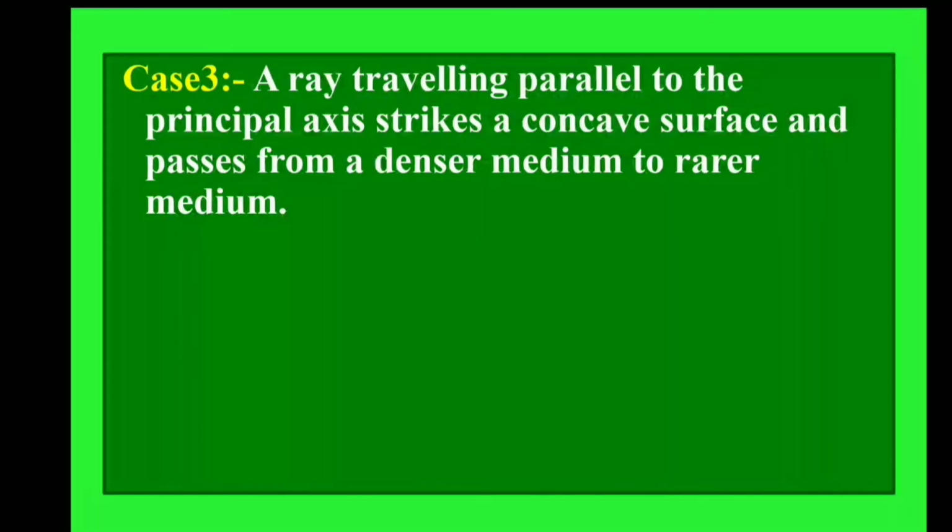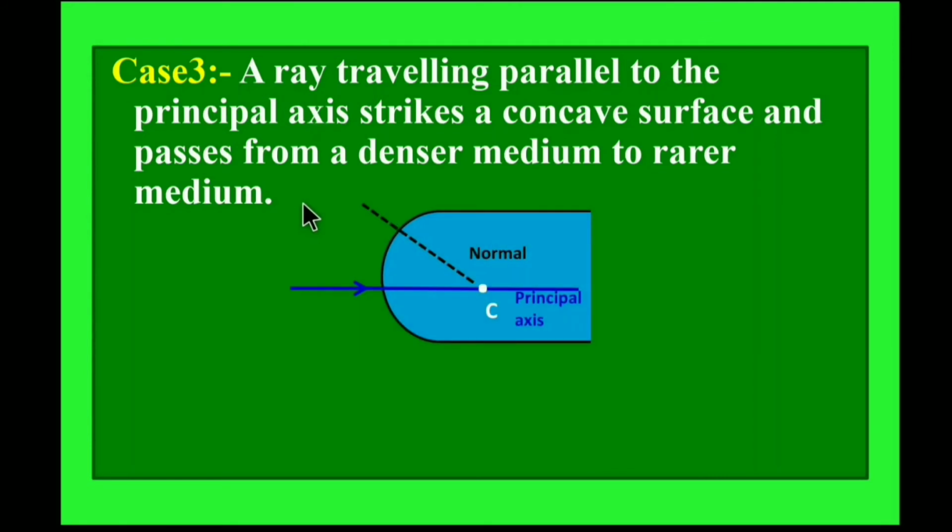Case 3. A ray traveling parallel to the principal axis strikes a concave surface and passes from a denser medium to rarer medium. What is it? So here we will take the rarer medium, denser medium again. Now in this case, a light ray is striking a concave surface. Concave surface means here the light ray is coming from this direction. When the light ray is coming in this direction, this is the concave surface. So when the light ray strikes a concave surface and passes from denser medium to rarer medium, how the light ray bending takes place we will see.